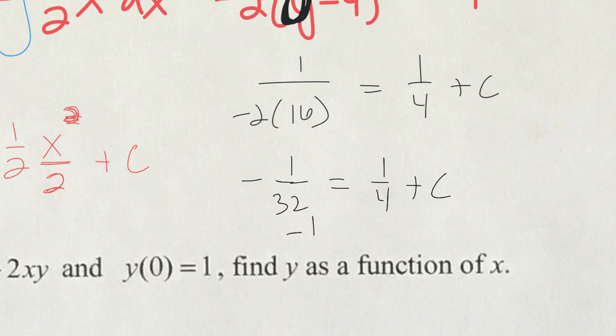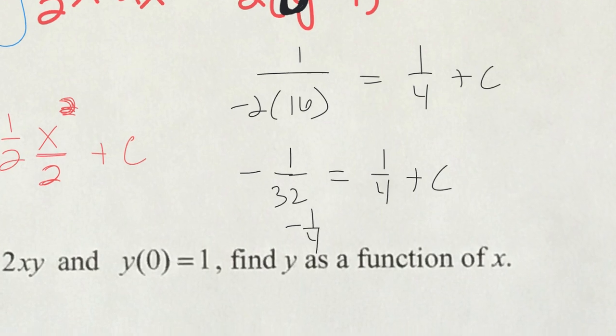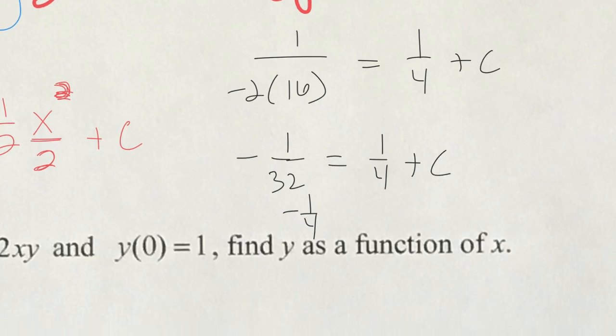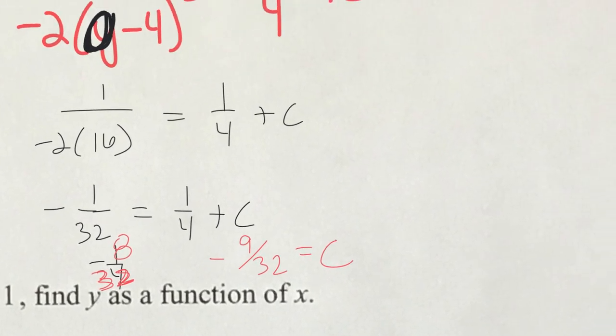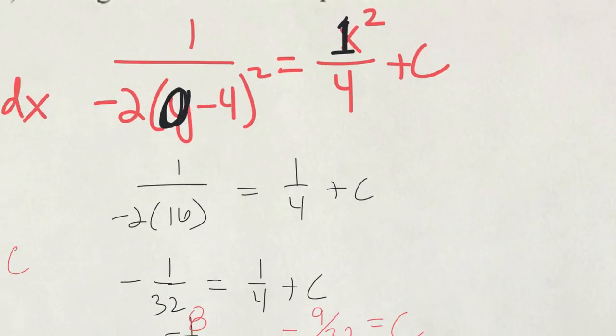So then we're going to subtract 1/4 from both sides. Now I have to have the same denominator, so I'm going to multiply by 8. So I have a denominator of 32. Okay, so that looks like negative 9 over 32 is my c value. Negative 9 over 32.